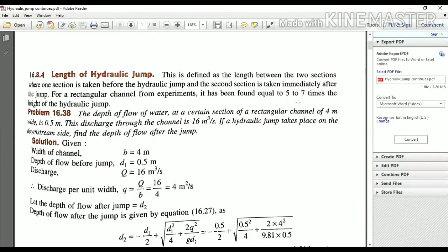Hello dear students. So today we'll be starting with some of the problems from the hydraulic jump. So what is a hydraulic jump? We have already seen this in our previous classes. So today we'll see the length of the hydraulic jump.